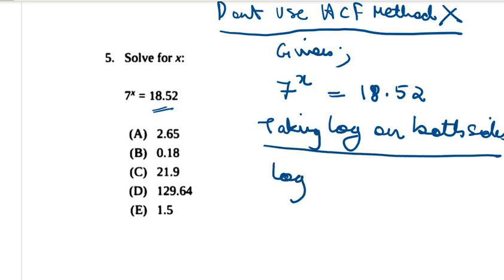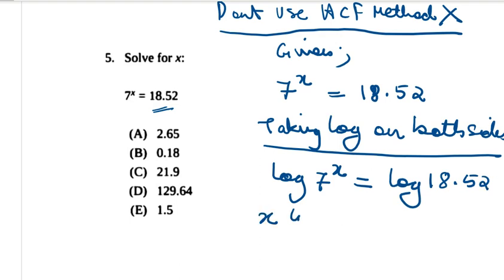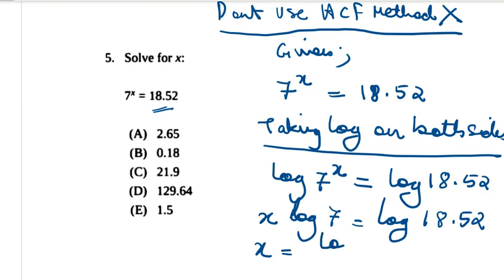That is log 7 to the power x is equal to log 18.52. So according to the property of log, x comes in front, that is x log 7 is equal to log 18.52. Okay, so x is equal to log 18.52 divided by log 7.